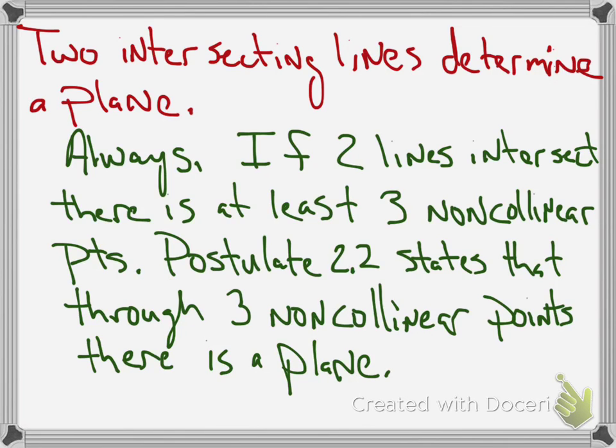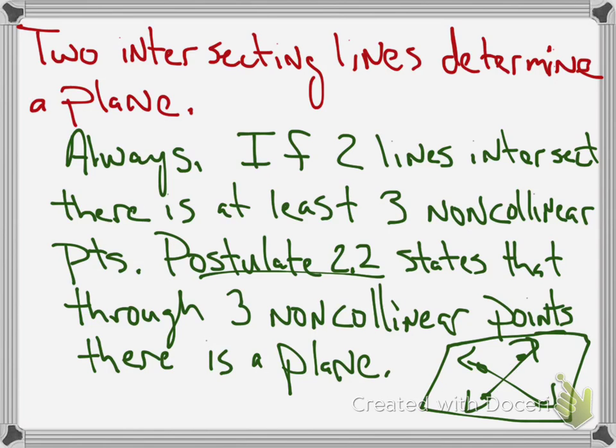This one is always true, because if two lines intersect, then there are at least three non-collinear points, and by having three non-collinear points, we determine a plane, as Postulate 2.2 states. So you kind of have to visualize that. If I take two lines and intersect them, then there are at least three points, because I could have two points here and one point on this one that are not collinear, so I make a plane.